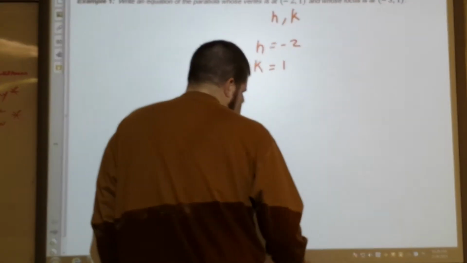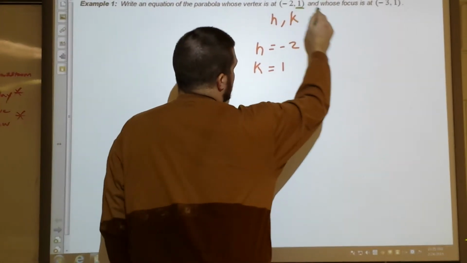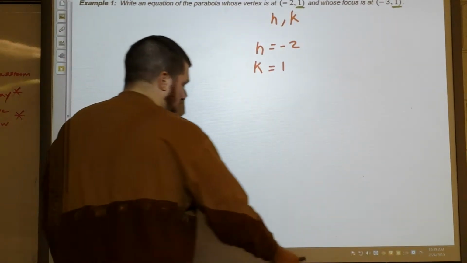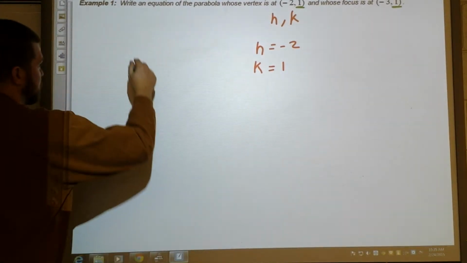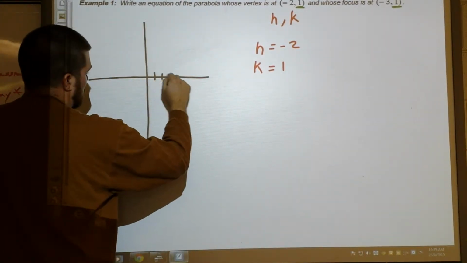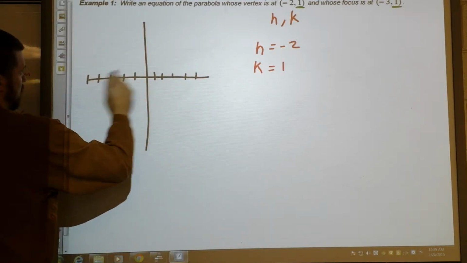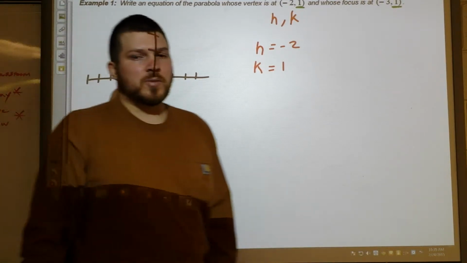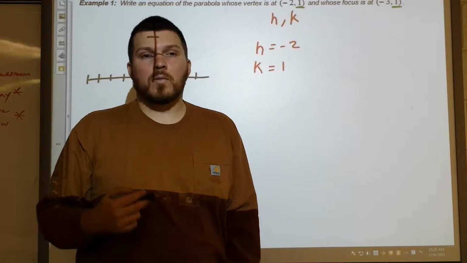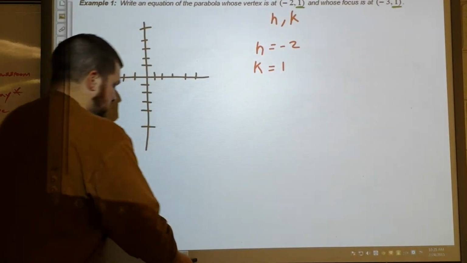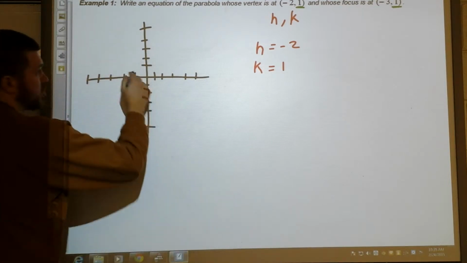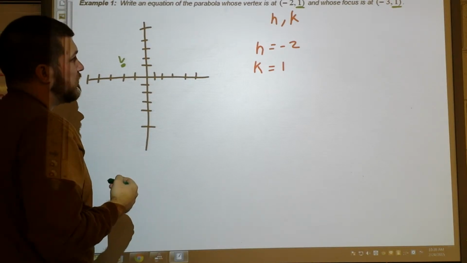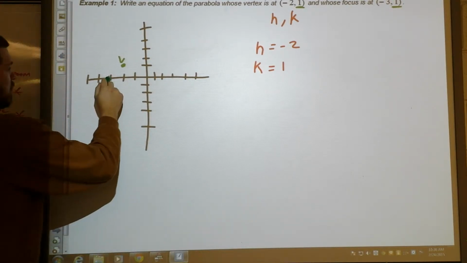So what you probably have already noticed is that my y values are exactly the same. So what I'm going to do is start by sketching a graph of these 2 points. The reason why I'm going to sketch a graph of these 2 points and draw a sketch of my parabola is to figure out what rule I need to use. So my vertex was at (-2, 1). So right here, that's my vertex, V. And then my focus was at (-3, 1).